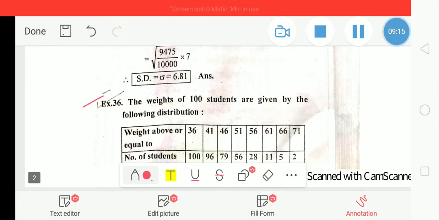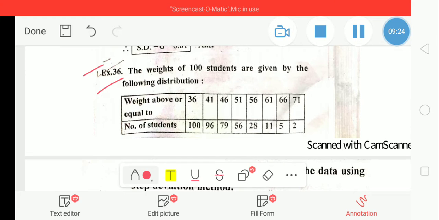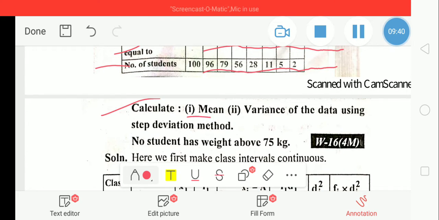Now another example. The weight of 100 students is given by the following distribution. Weight above or equal to 36, 41, 46, 51, 56, 61, 66 and 70, and number of students are 96, 79, 56, 28, 11, 5 and 2. Calculate the mean and variance of the data using step deviation. Now here also we use the step deviation method. Number of students who have weight above 75 kg.